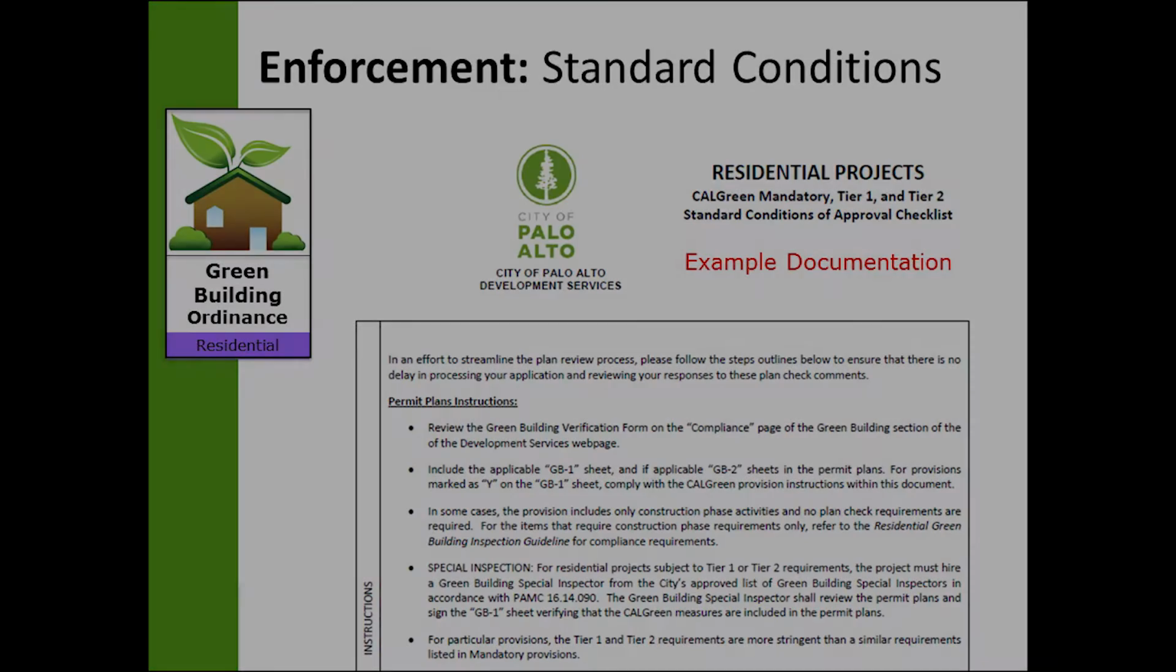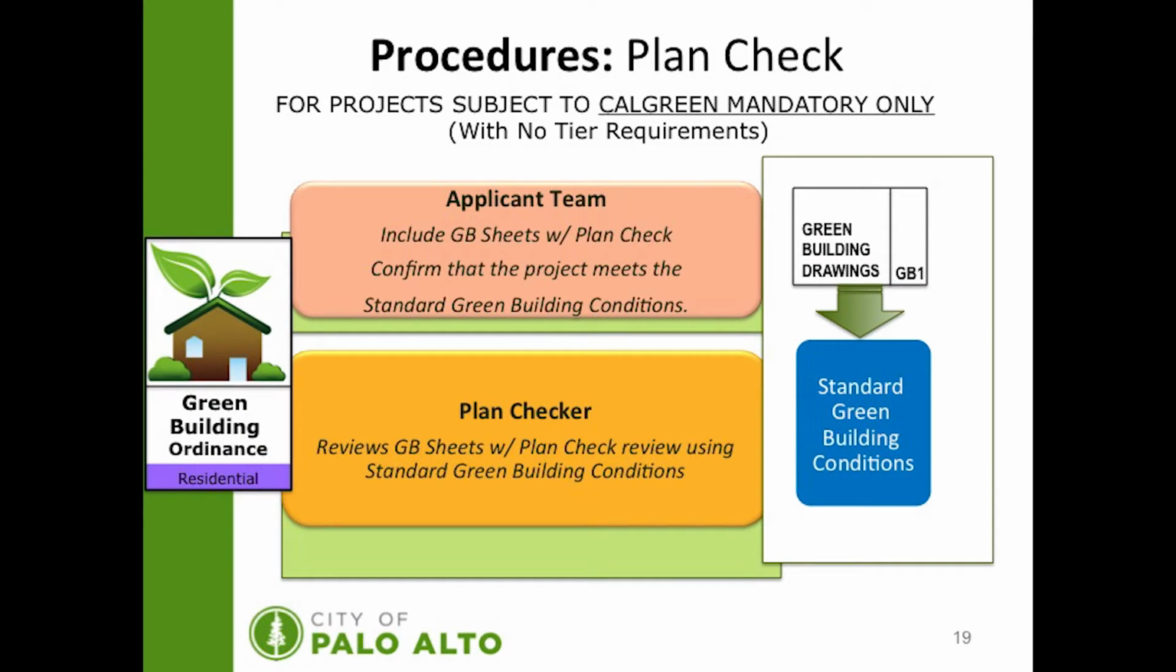So I highly encourage you to check out this document, and if there are any questions based on your project, just let us know. This slide provides an overview of the plan check procedures for projects subject to Cal Green mandatory only with no tier requirements. The project applicant will need to include the GB1 sheet for Cal Green mandatory and complete the requirements in accordance with the green building standard conditions, as explained on the website. Include a copy of the GB1 sheet in the permit plans. The plan checker will be reviewing the GB1 in accordance with the green building standard conditions.